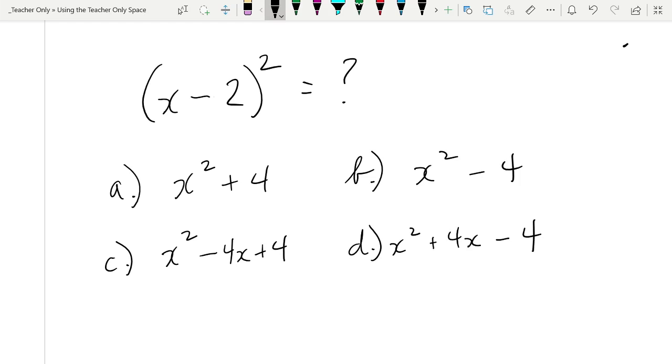So, if you were a grade 9 student in the year 2000 and something, what would you think the answer is? All of the above? It's not one of them. And clearly it can't be all of the above. Good guess, though. The right answer is C.